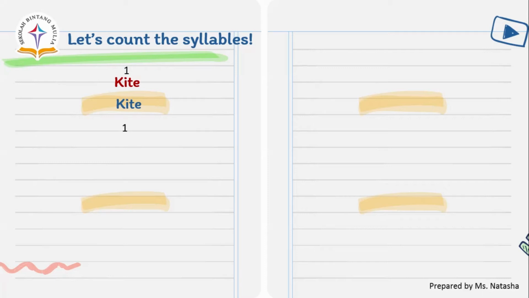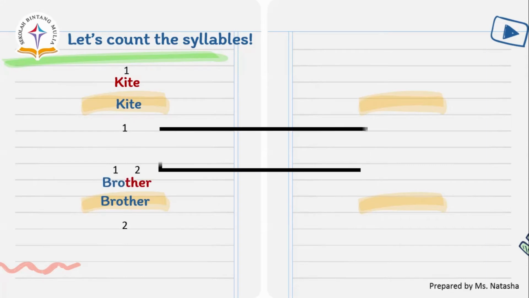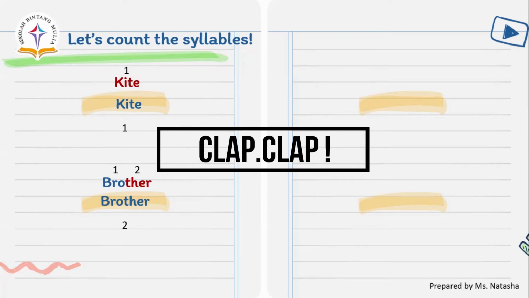Now, let's take a look at the second example. What is that? Yeah, it's brother. How many syllables do we have there? Two. Great job. Way to go, everyone. How do we know? Get your hands ready. Here we go. Brother. Brother. 1, 2. Two syllables.